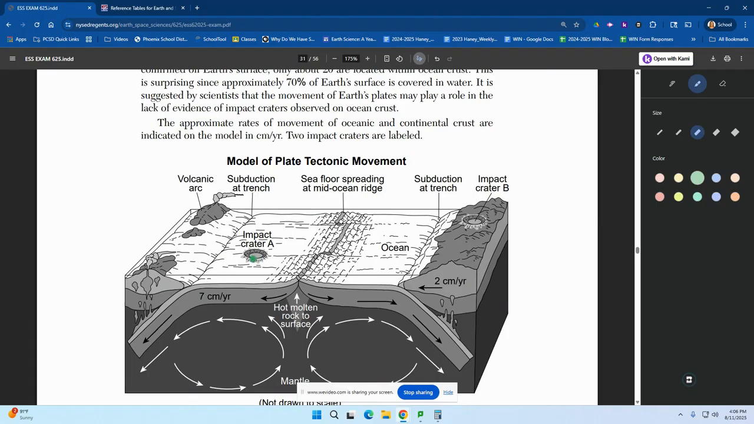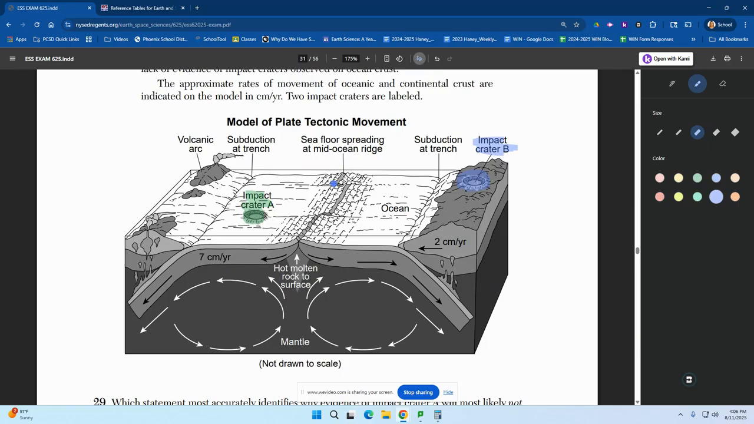Okay, so we have impact crater A. This is the one they're talking about. And then we have impact crater B that they're talking about. So we have 2 here. And then we have kind of the model of what's happening. So we have a seafloor spreading ridge, which is where we have divergence. So our plates are moving apart in this direction. We can see that here. We have these arrows moving out. And then we have convergence coming together.